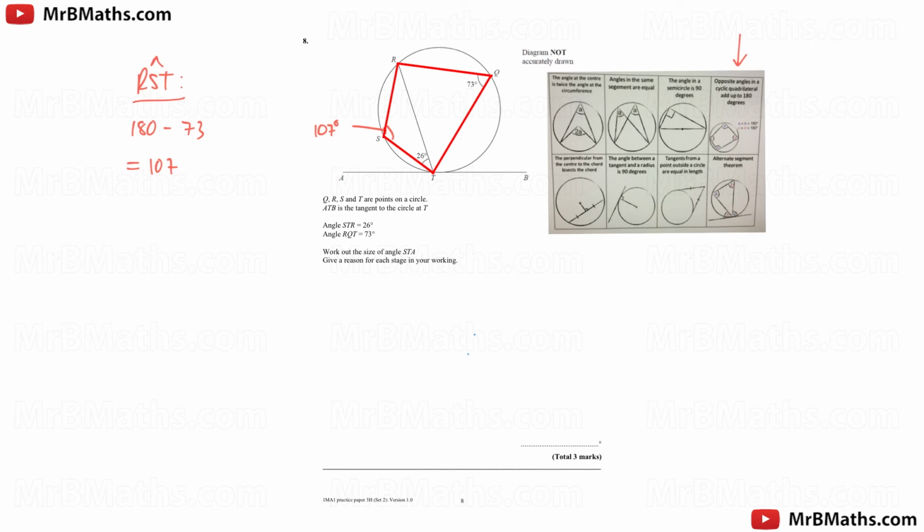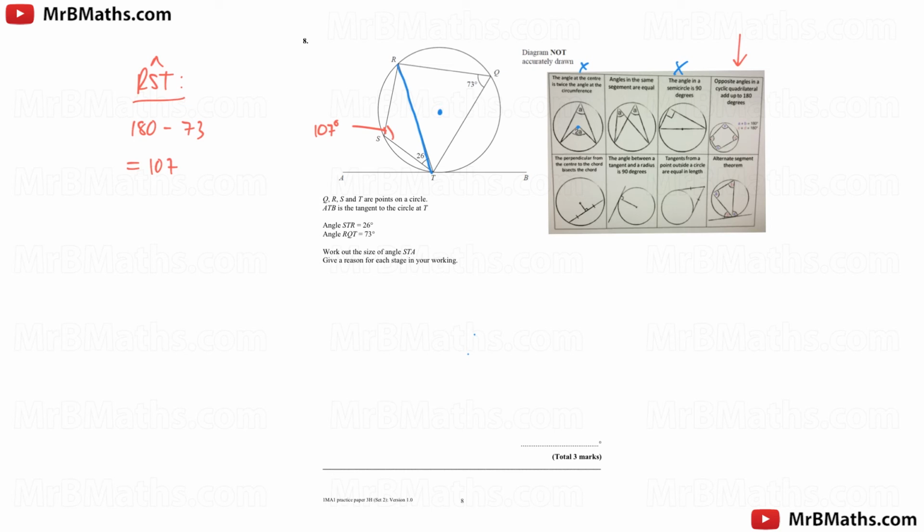Now take note that this line RT is not passing through the center point. So that means it will not be this circle theorem. We can't use this to work anything out. We also cannot use the first one, because again that's at the center point. We could then look at some of the other ones.